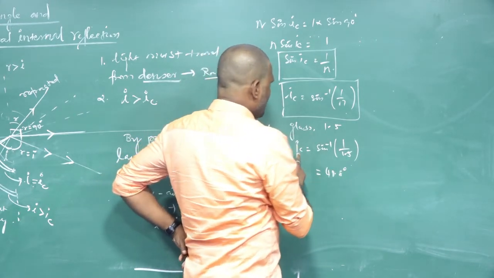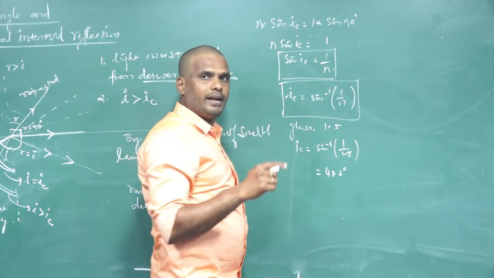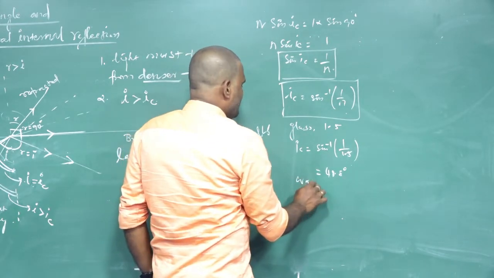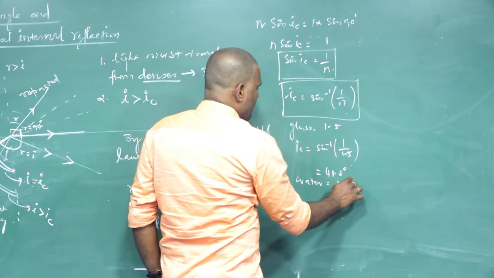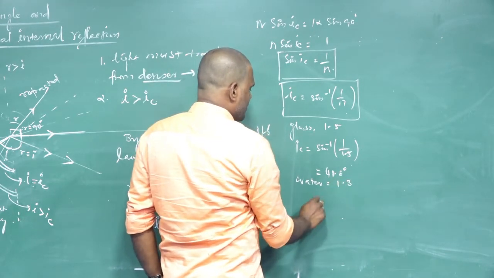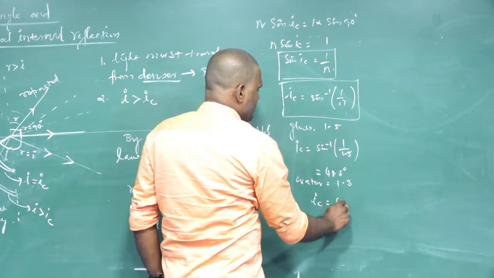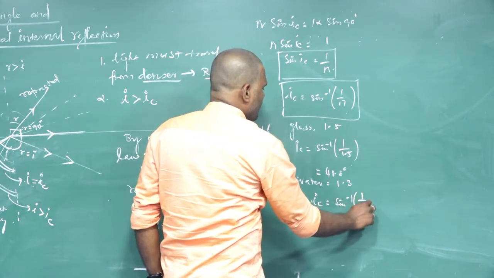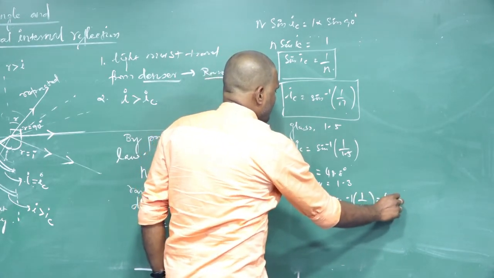So the critical angle for glass is 41.8 degrees. For water, the refractive index is 1.3. So the critical angle i_c is equal to sine inverse of 1 divided by 1.3, which is 48.6 degrees.